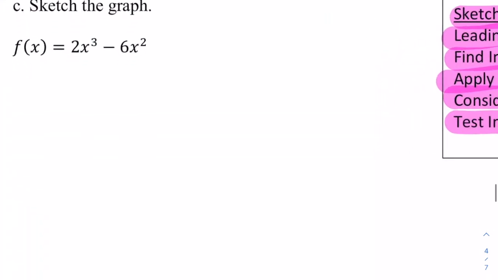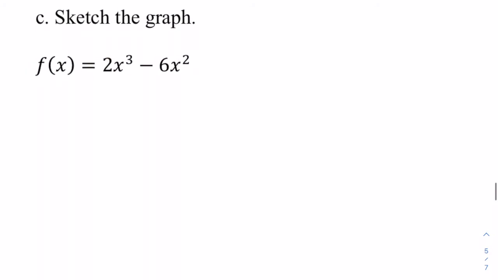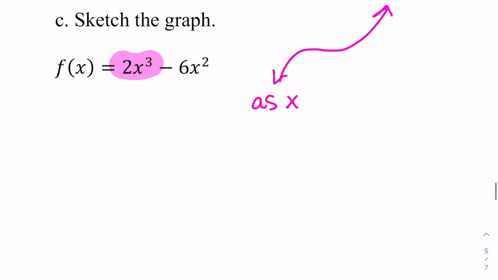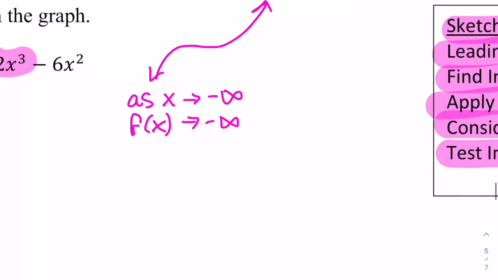Okay? So for this one, when I look at this equation, we have 2x cubed. So we know that this is going to, in general, have an increasing behavior. And as x approaches negative infinity, the function is going to be falling. And as x approaches positive infinity, the function is going to be rising.